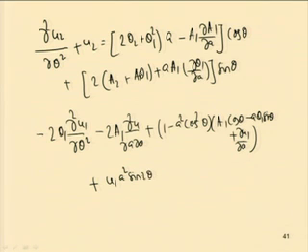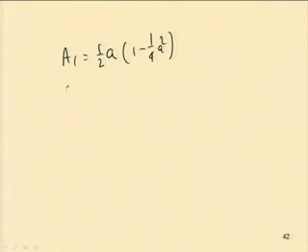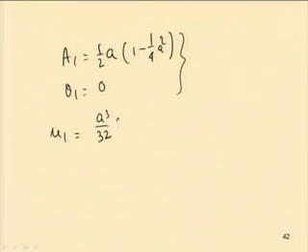So, from this we can obtain, by eliminating the secular term, a1 equal to half a1 minus 1 by 4 a square, and theta 1 equal to 0. Now, by eliminating the secular term, we can write u1 equal to a cube by 32 sin 3 theta.